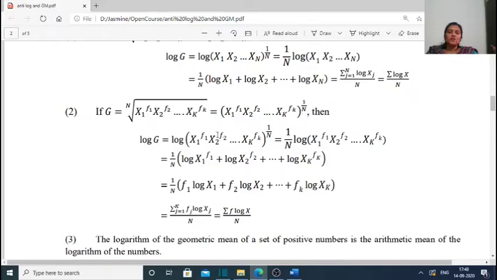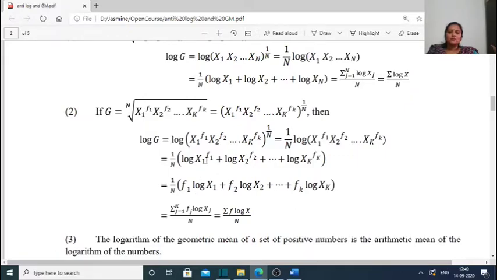Then log G is equal to log of (x1 raised to f1, x2 raised to f2, etc., xk raised to fk) raised to 1 by n, which is equal to 1 by n log (x1 raised to f1, x2 raised to f2, etc., xk raised to fk), which is equal to 1 by n into (log x1 raised to f1 plus log x2 raised to f2 plus etc. log xk raised to fk).